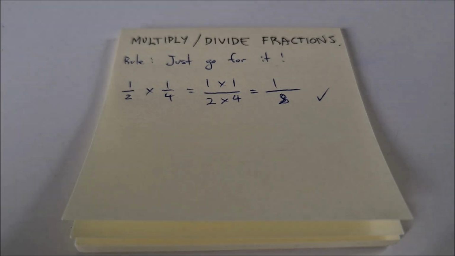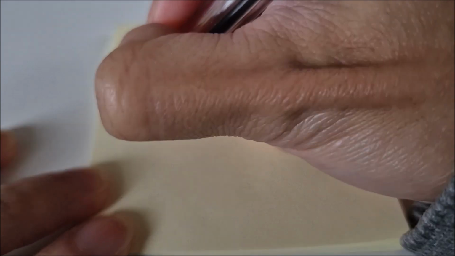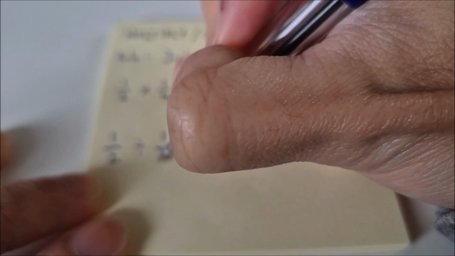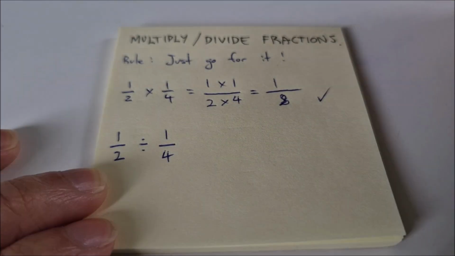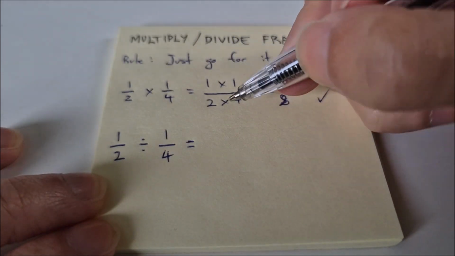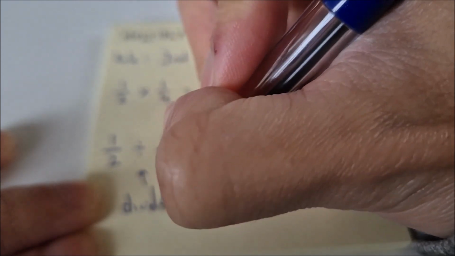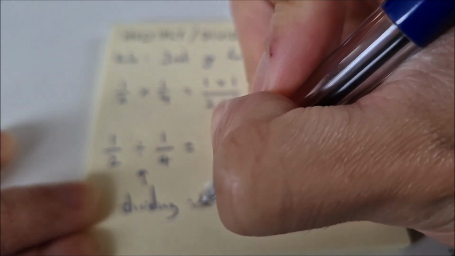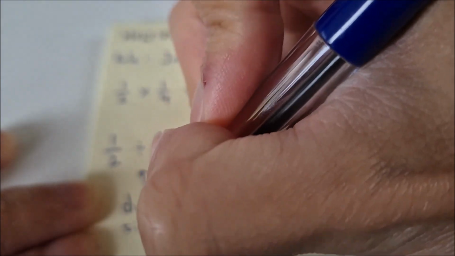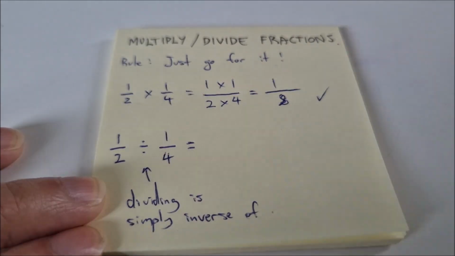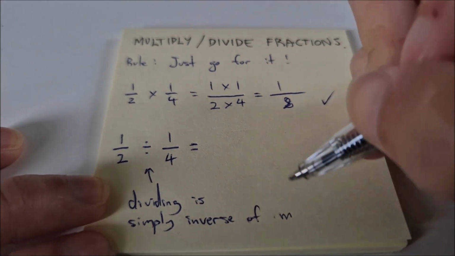Division is slightly trickier. So say we want 1/2 divided by 1/4, and an important thing to realize here is that dividing a fraction is simply the inverse of multiplication.